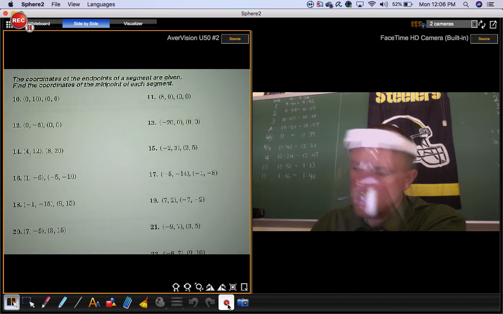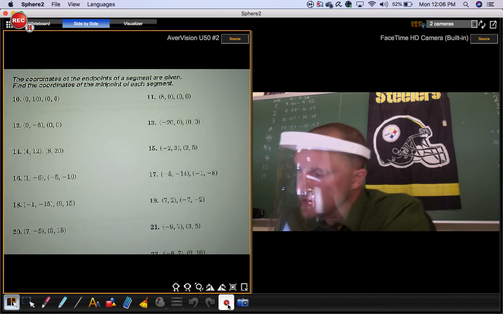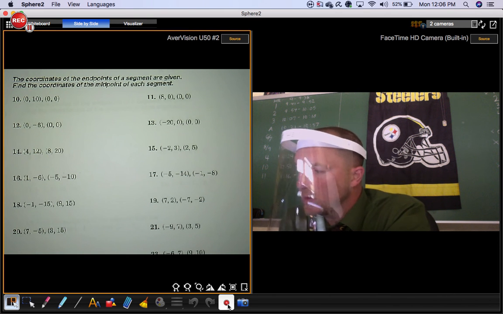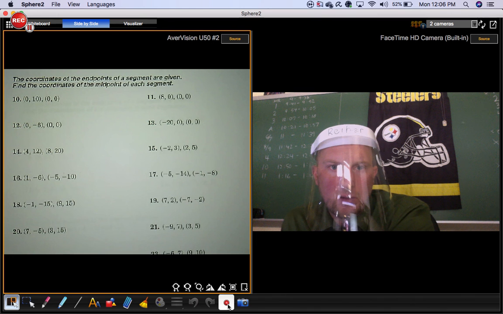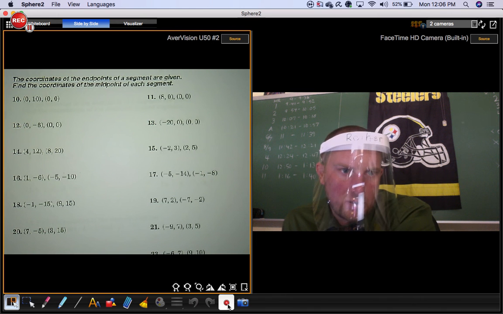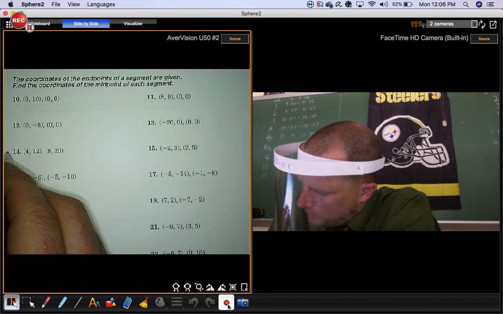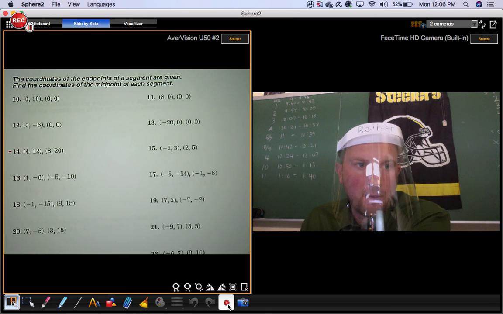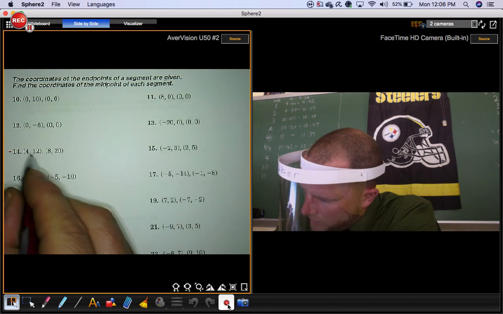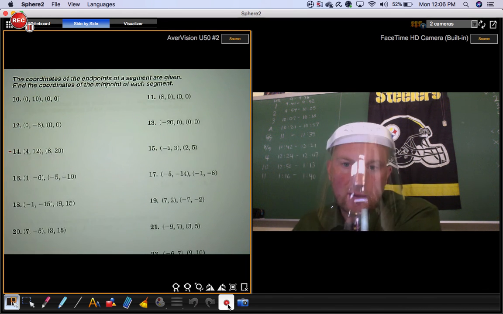Okay, bottom section. The coordinates of the endpoints of a segment are given. Find the coordinates of the midpoint of each segment. So all we're doing is averaging. Maybe we'll start with number 14. Average your x's, then average your y's.